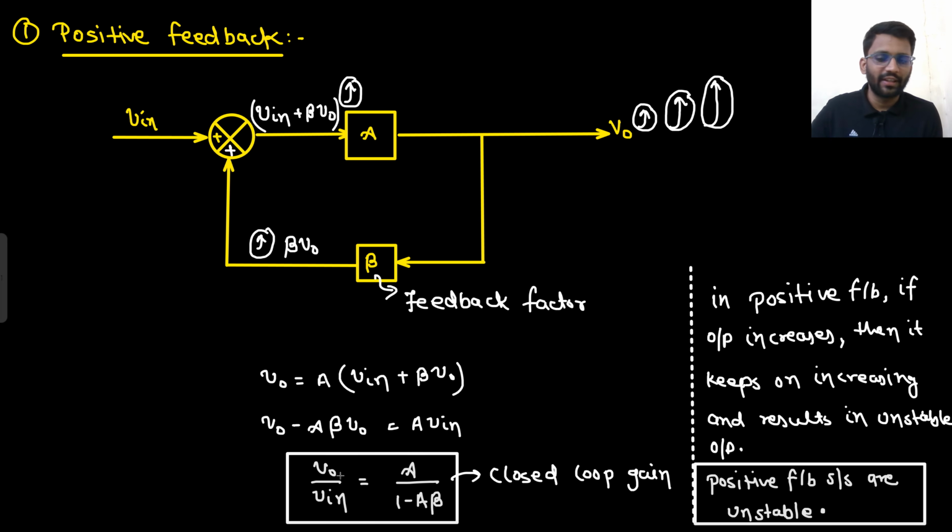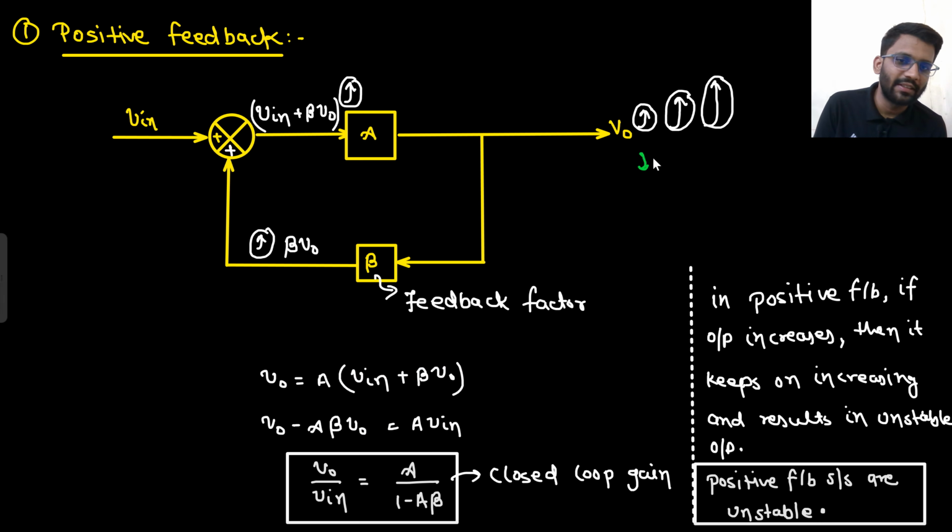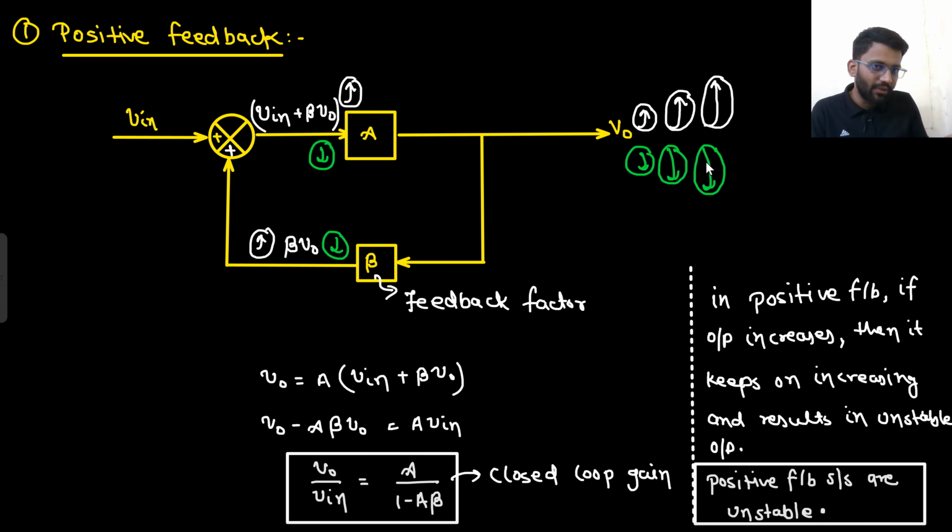Now this I showed for increasing. What if it was decreasing? What if your output was decreasing? Then what would have happened? This value would decrease. If this value decreases, then what will happen? This value will decrease, because V in is constant and beta V naught is decreasing. Then this value will further decrease. If this decreases, this again decreases, then again decreases. It will keep on decreasing like this. So either it will keep on increasing or it will keep on decreasing, and it will eventually give you an unstable output. So this is the way of determining positive feedback. And also you got to know that positive feedback systems are unstable.